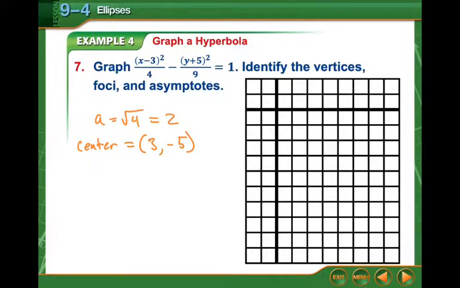And we want to find the vertices. From A, again, this one's going left and right, so that A being 2 is going to shift it 2 in both directions in the x. So that means it's going to be 1, negative 5, and 5, negative 5.